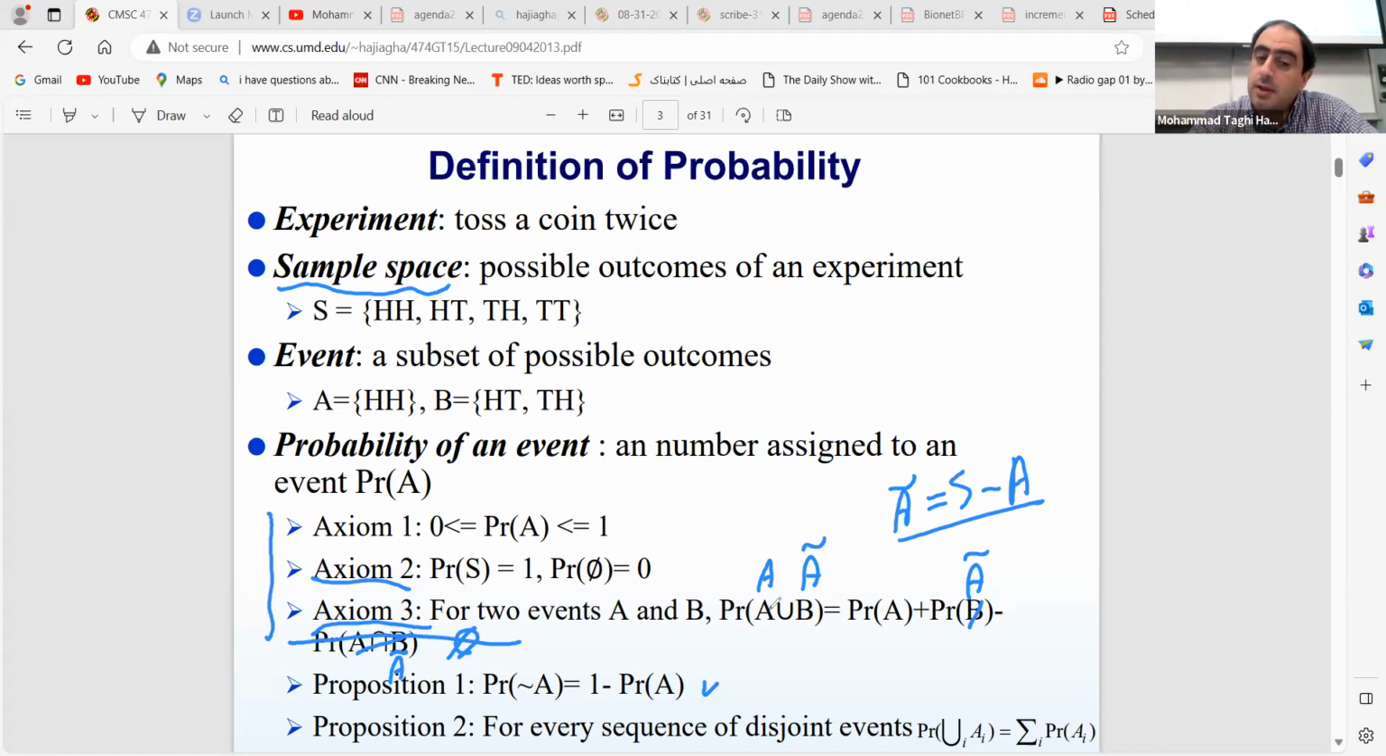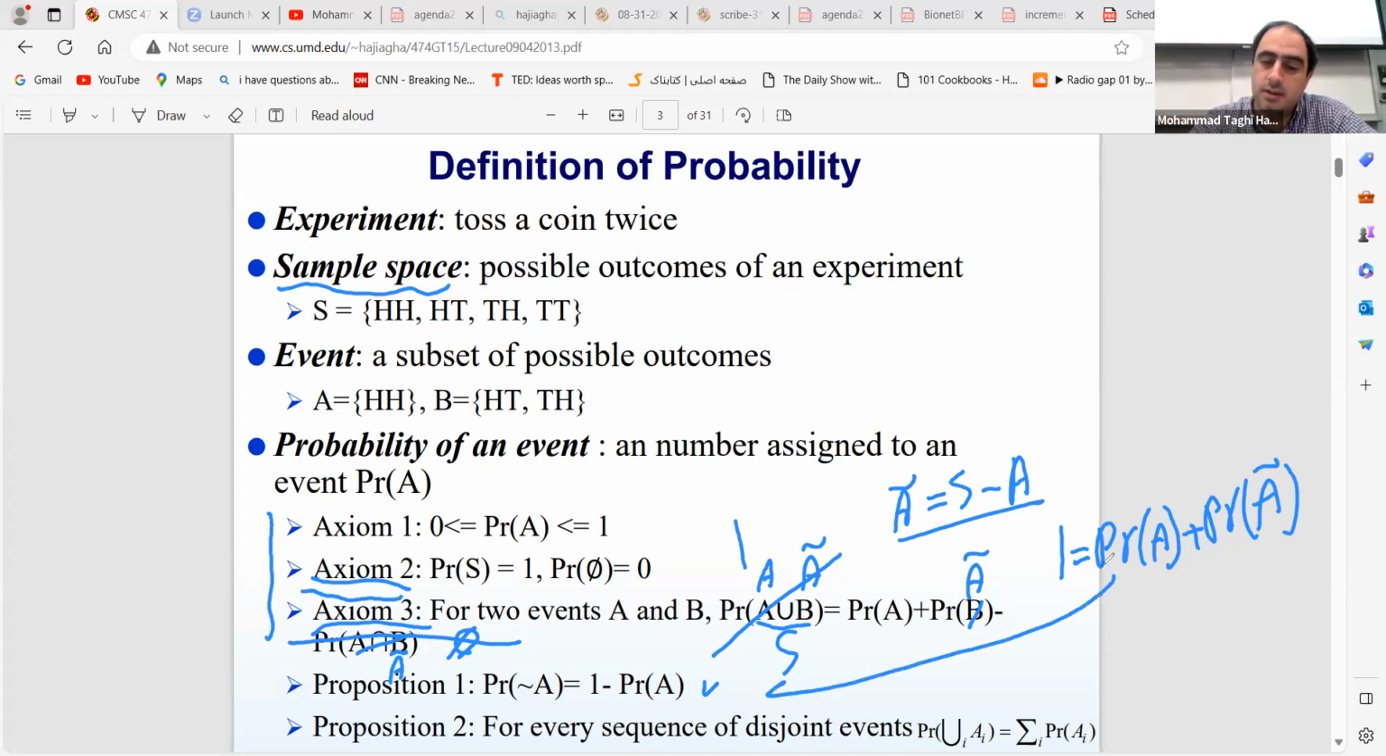Also, we know that the probability of A union A tilde would be S. Again, we are using axiom 2 here. We know that this side would be 1. So 1 is equal to the probability of A plus the probability of A tilde, or A bar. Then you can just bring the probability of A bar to the other side and 1 to the other side, and then we will get this one. So it's simple algebra. Everything comes from this simple formula.